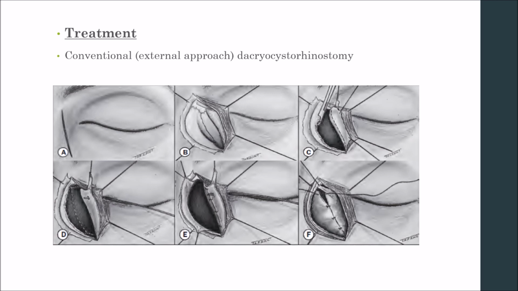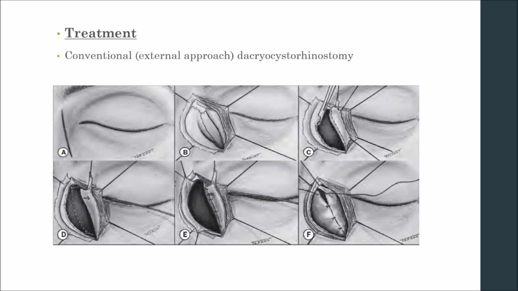Now, the technique of the surgery is quite complicated, but I am trying to explain it. Conventional external approach dacryocystorhinostomy is indicated for obstruction distal to the medial opening of the common canaliculus and consists of anastomosis of the lacrimal sac to the mucosa of the middle nasal meatus. The procedure is usually performed under hypotensive general anesthesia.